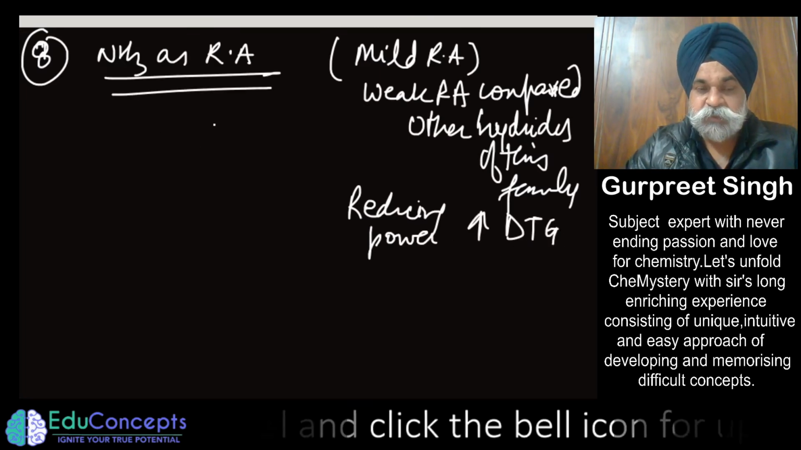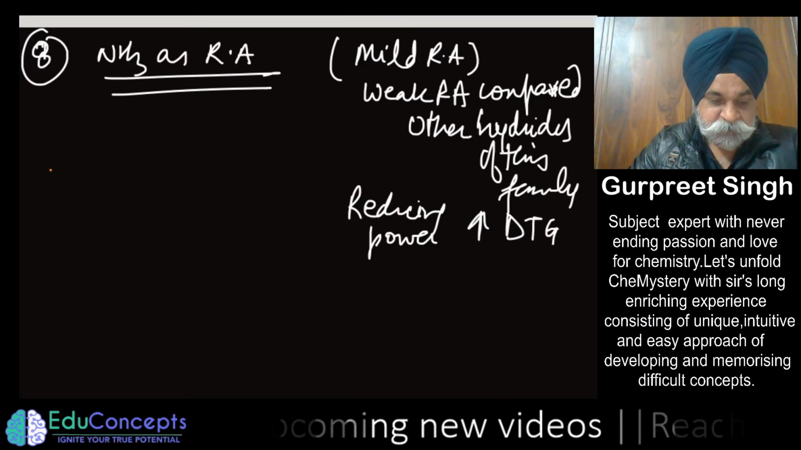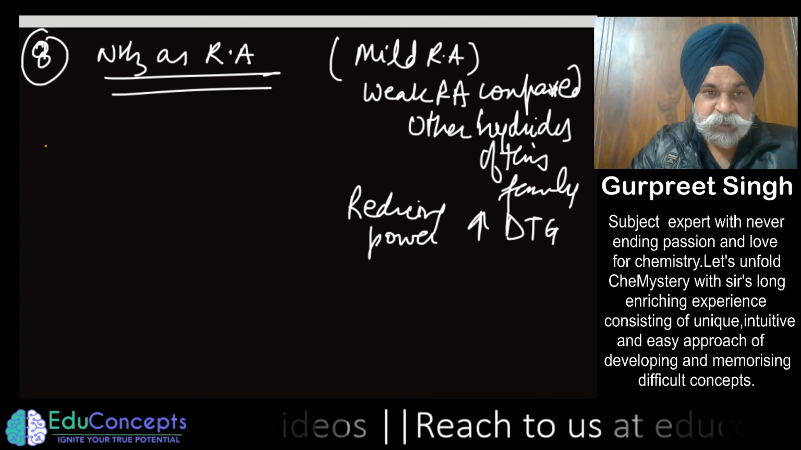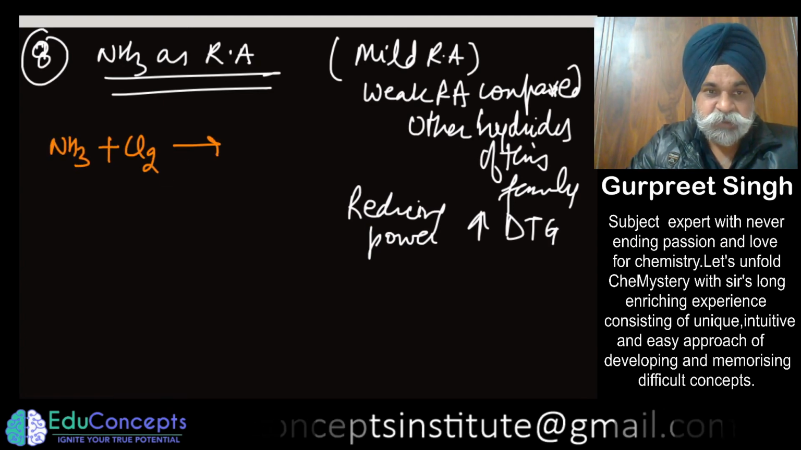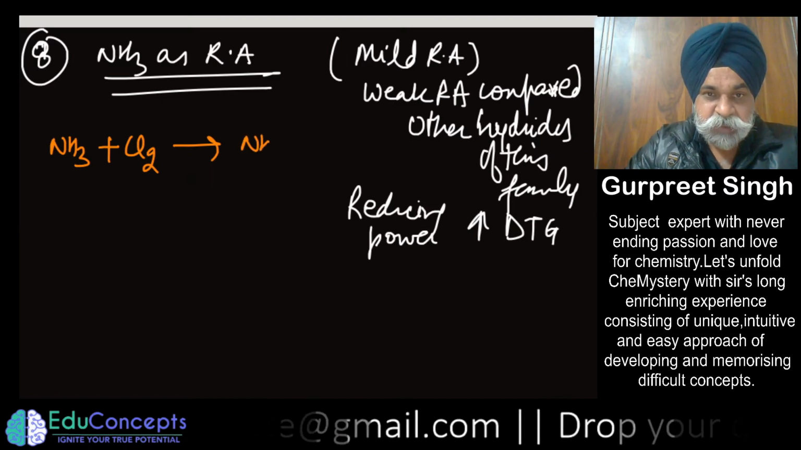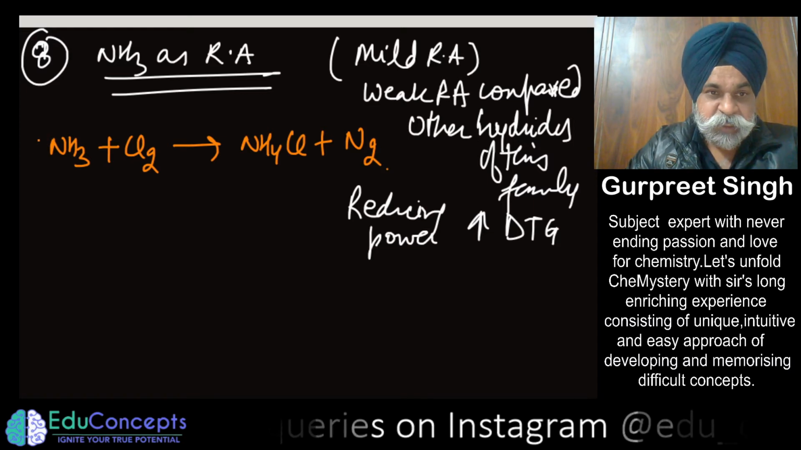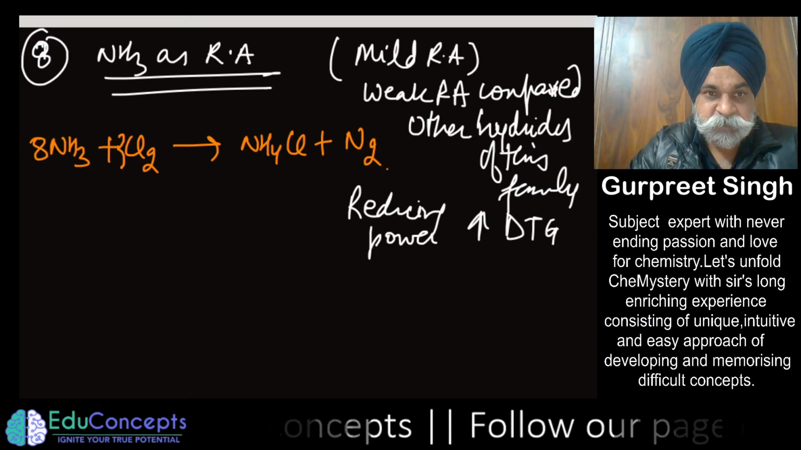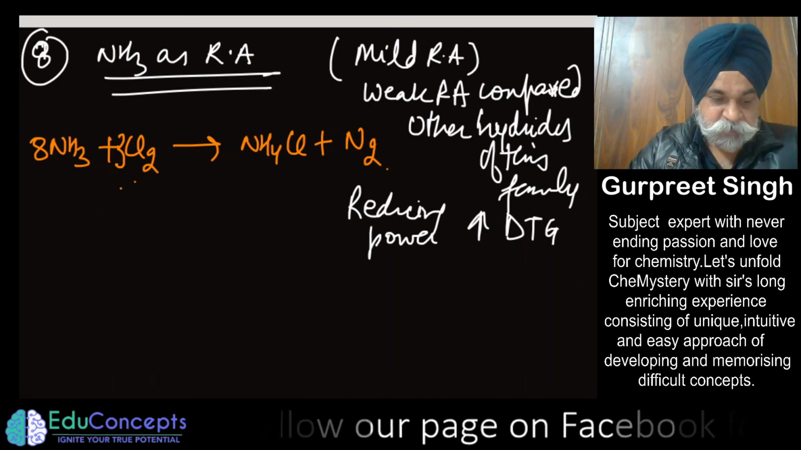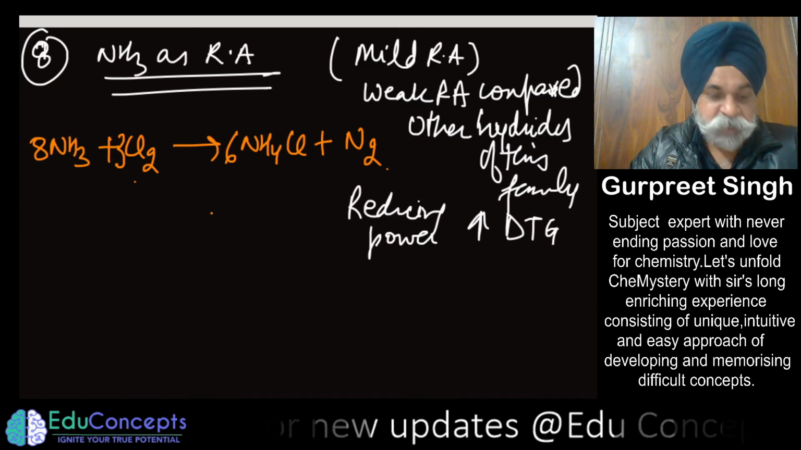Now focusing first on ammonia, that it is a weak reducing agent. If ammonia is treated with chlorine, you get ammonium chloride along with nitrogen gas. So it is 8 and this would be 3. Yes, it would be 3 and this would be 6. I think it is perfectly balanced.